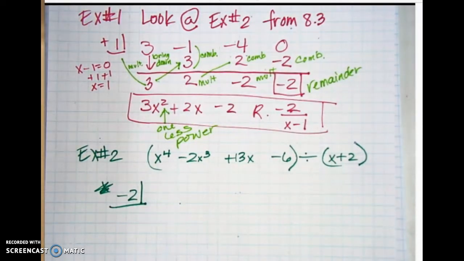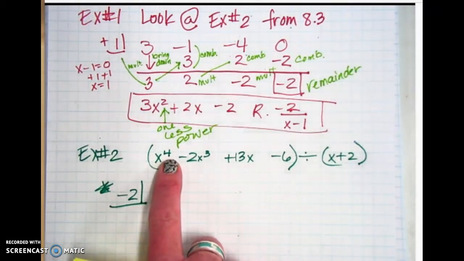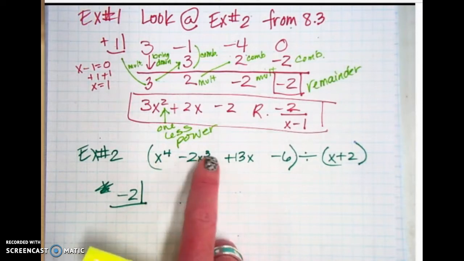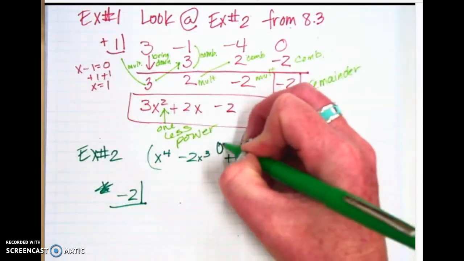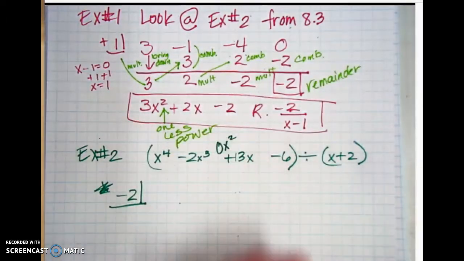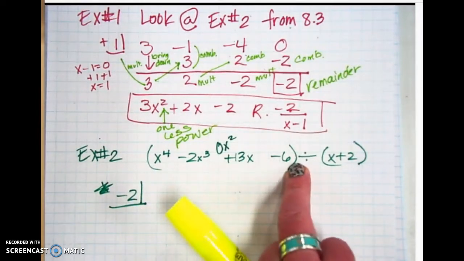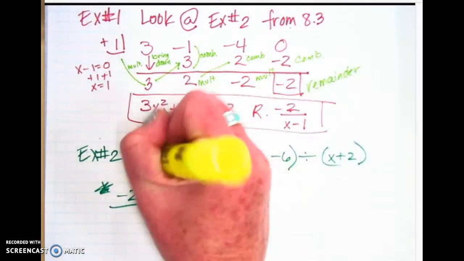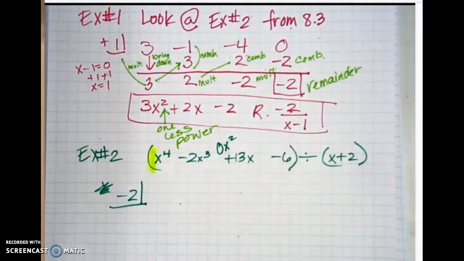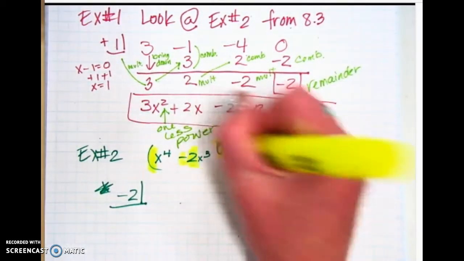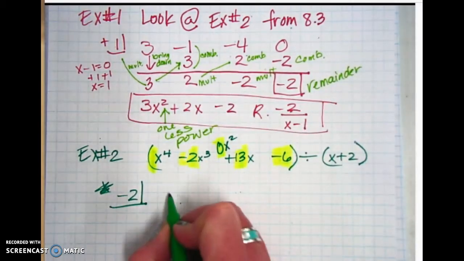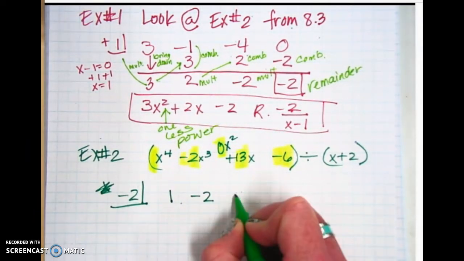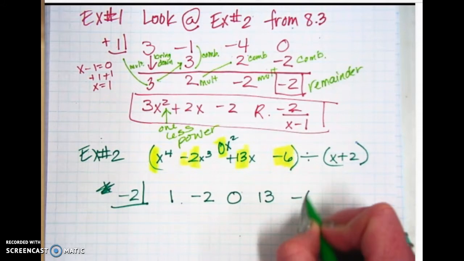And then we need all of our coefficients. First, check and see if there are any missing, right? So start with your largest exponent of 4. So we've got 4, 3, what's missing? 2. We're missing the 0x squared. All right, then we've got x to the first and x to the 0. So in front of this x to the fourth, there's a 1. And we've got a negative 2. Then we've got a 0. Then we've got a 13. And then we've got a negative 6. So 1, negative 2, 0, 13, negative 6.